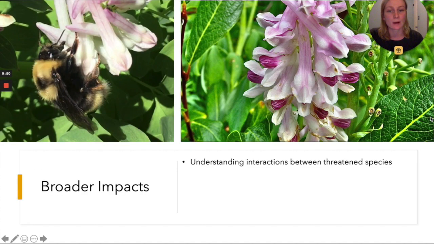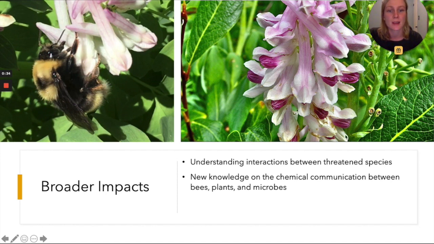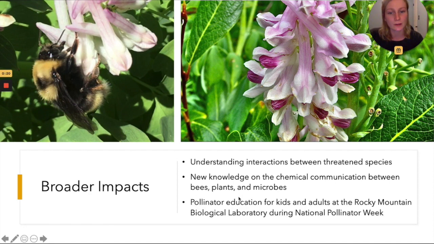Broader impacts of my work include understanding the interactions between threatened species. So Bombus occidentalis, the nectar robber, is a threatened bumblebee species in the western United States. Corydalis is a threatened perennial wildflower in the Rocky Mountains. This will provide new knowledge on the chemical communication between bees, plants, and microbes. And also, I will be a pollinator educator for kids and adults at the Rocky Mountain Biological Laboratory during National Pollinator Week every summer.